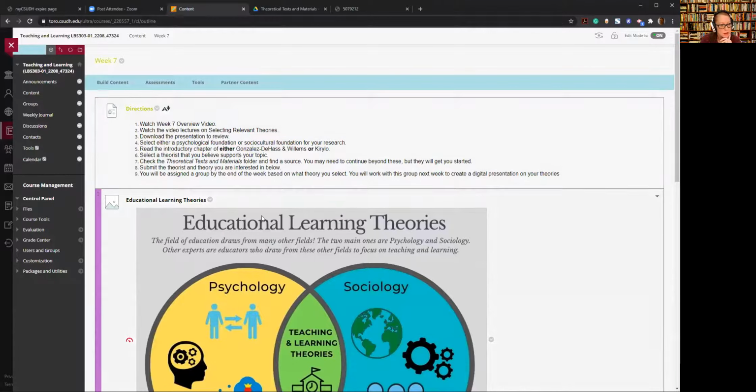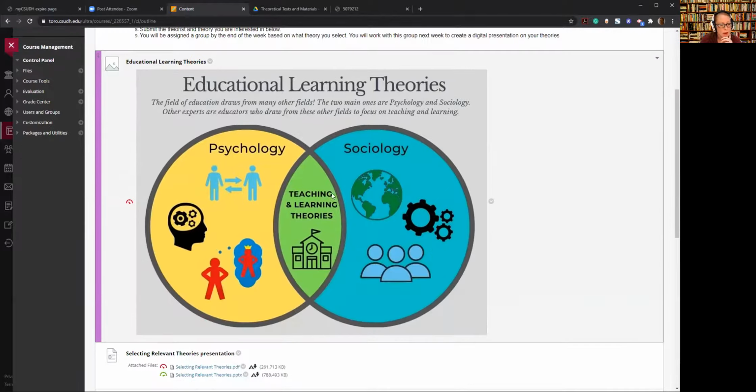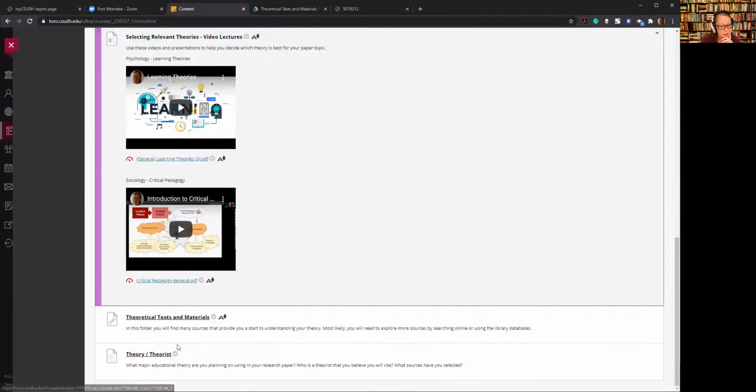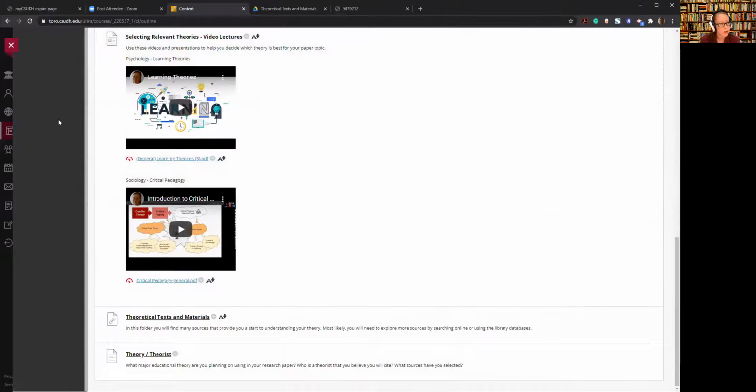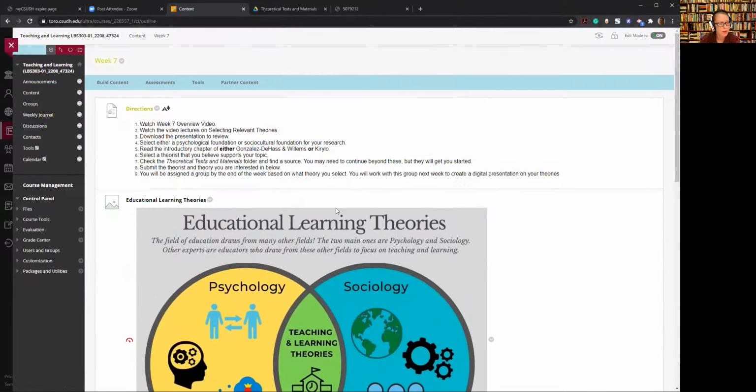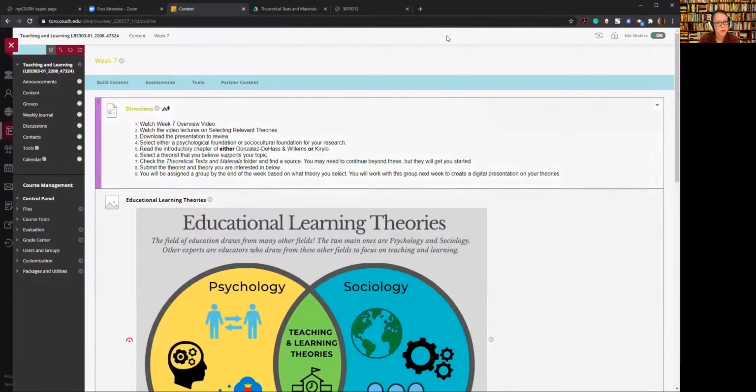So it's a lot to take in, but please take your time and go through each step here in the directions. And there will be a group added later for you to join. And if you have any questions or need any help, please let me know and we can arrange a Zoom meeting and I can go over it with you and help you out.